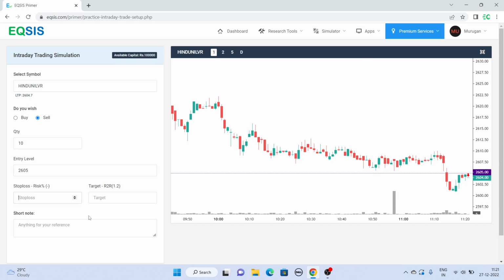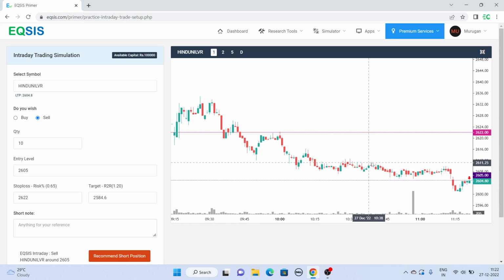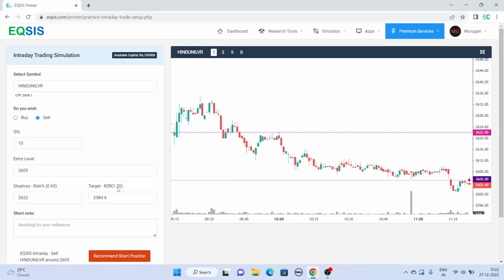So this platform will not allow the call to be executed immediately. Only when the price reaches 2605 does it get executed. Why am I placing it at 2605? Because I'm catching this particular resistance area to short it, and I should have my stop loss. So probably I can consider placing my stop loss at 2622.